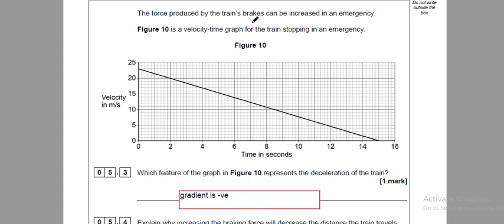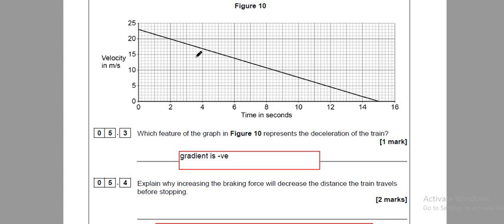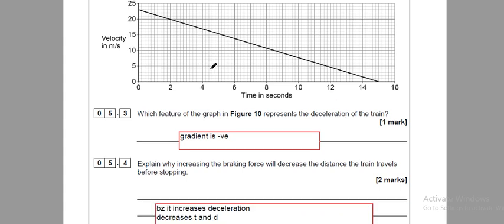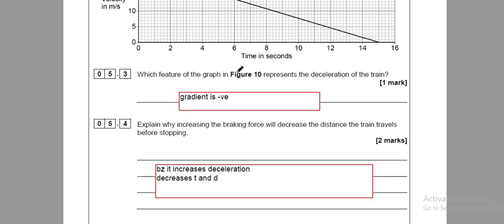The force produced by the train's brakes can be increased in an emergency. Figure 10 shows the velocity-time graph for the train stopping in an emergency. Which feature of the graph represents acceleration? It is the gradient, which is negative here.